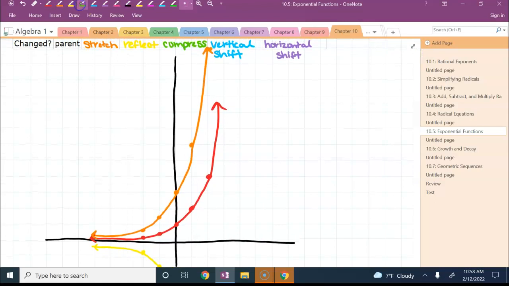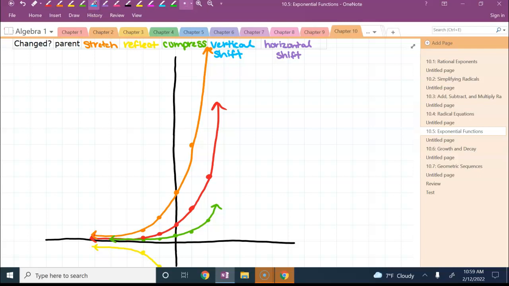For the next one, we talked about that it was a compression, so this graph is going to move a lot slower. So compared to the red graph, it's going to take a little bit longer for it to start to shift its way up. So you can see how this one is just slowly increasing. And again, that's because they put that fraction of 1/3 in it.